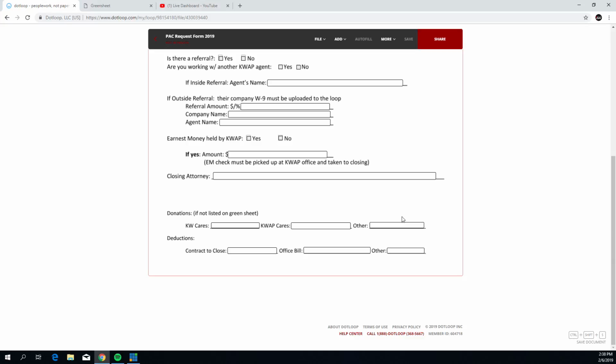But is there a form I can print and take there and have it signed, like if it's in Florida? Sure, in Dotloop you can just download it and print it out and take it with you. You definitely want that referral form back though.